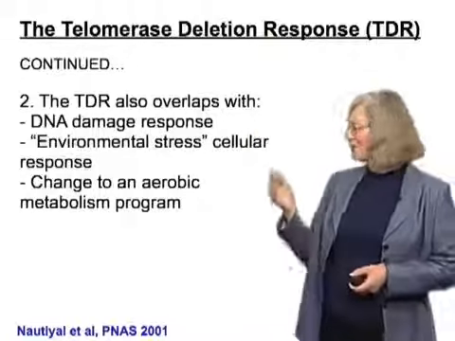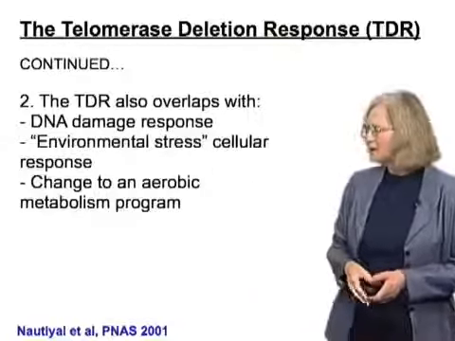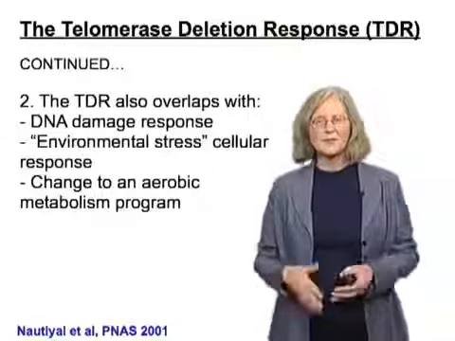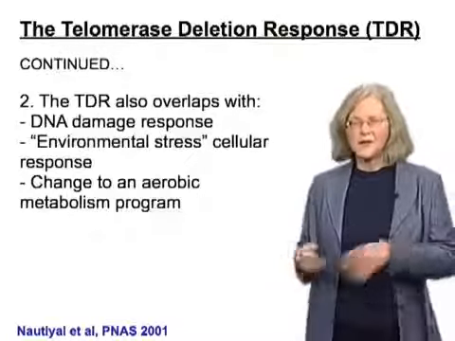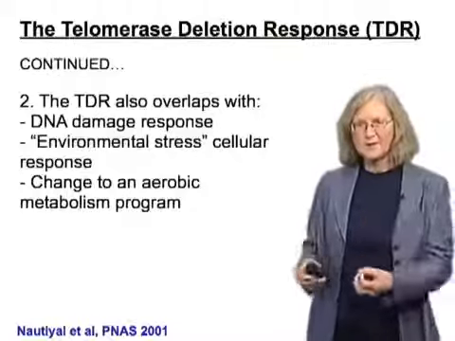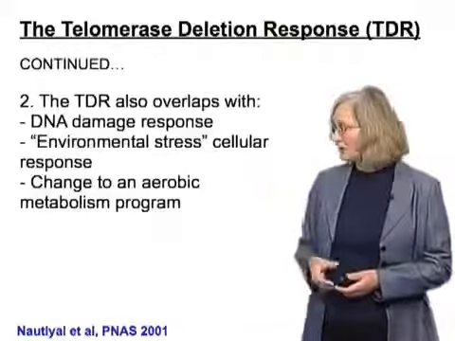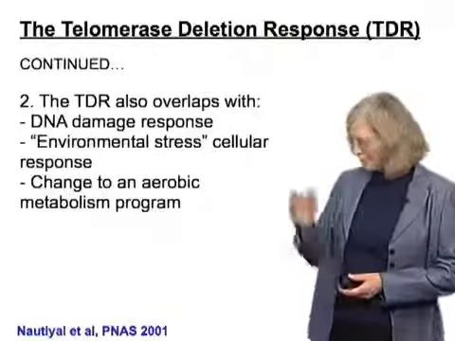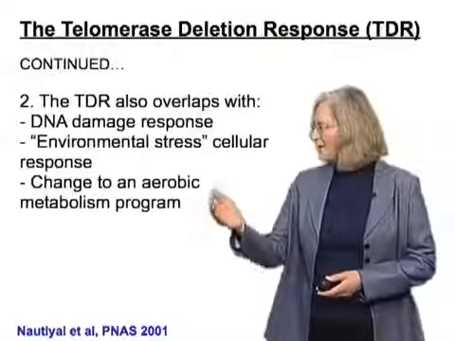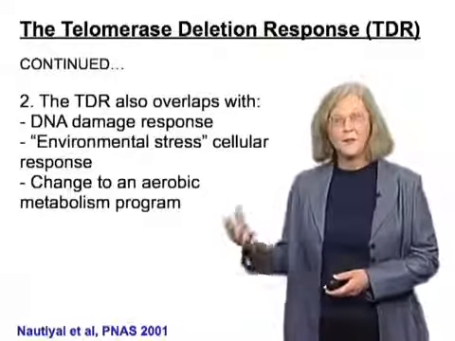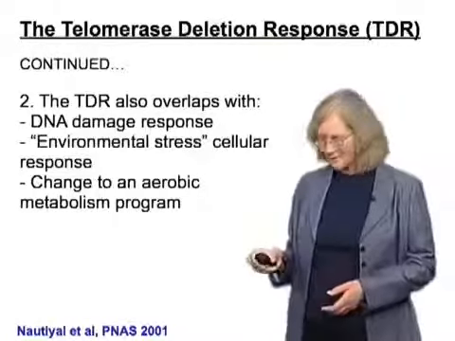What was very intriguing was that we also saw other things. We saw what's called an environmental stress cellular response. This is a common set of genes that are upregulated and downregulated in response to various insults, chemical insults of various kinds, but it's a common set of genes. So this is called the environmental stress response, and we saw that response occurring, particularly at senescence. And there was a change to an aerobic metabolism program, and indeed we found that the number of mitochondria at senescence went up enormously. Very intriguing observations, not expected.